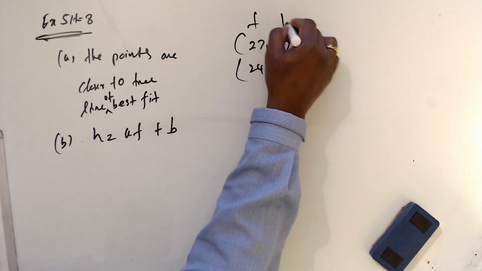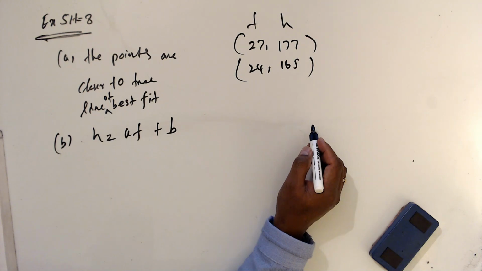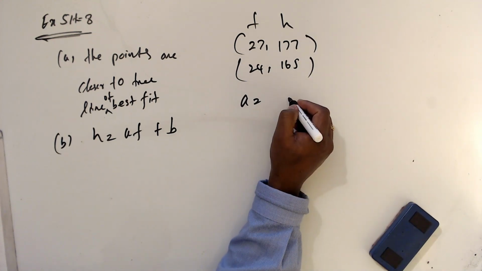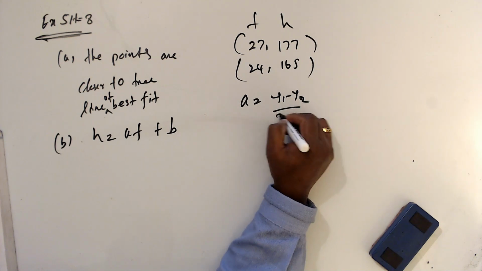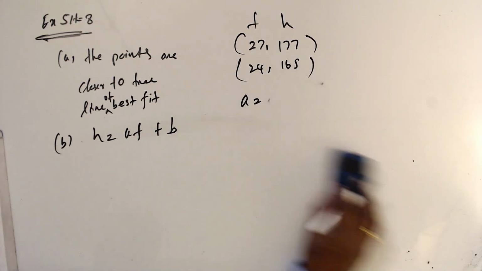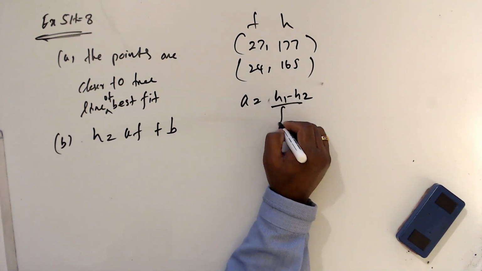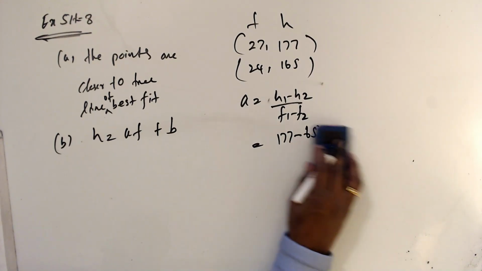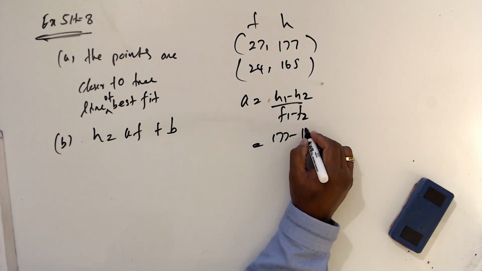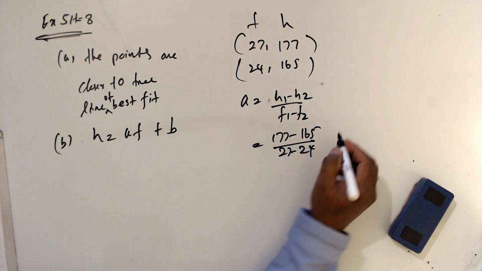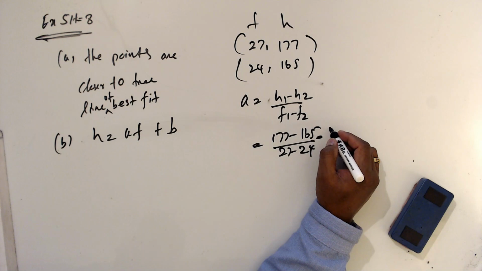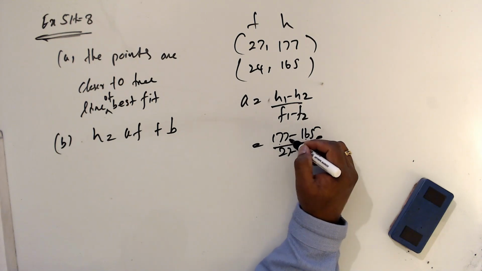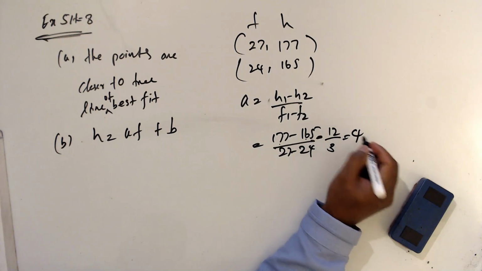So this is F and this is H. Now I can find the gradient: y1 minus y2 divided by x1 minus x2. Here it's not y, it's h1 minus h2 divided by f1 minus f2. So 177 minus 165 over 27 minus 24, which is 12 over 3. The answer is 4.